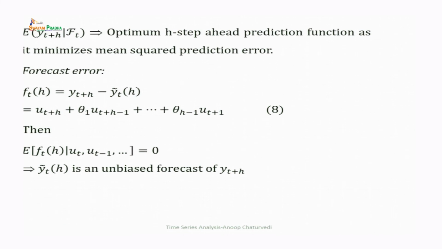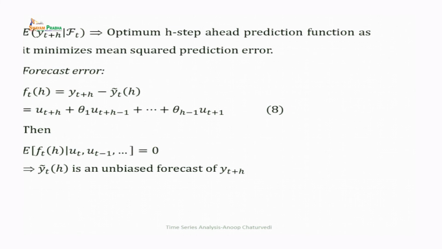So, now your problem is very simple. For obtaining the optimum prediction function for any stationary ARMA process, you simply obtain expectation of y t plus h given F t. Then your forecast error is f t h equal to y t plus h minus y curl t h, and just substituting the values of y t plus h and y curl t h, you obtain u t plus h plus theta 1 u t plus h minus 1 plus so on plus theta h minus 1 u t plus 1.